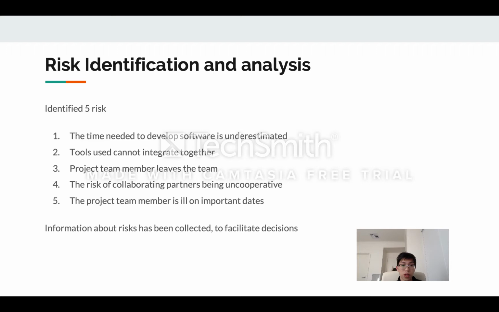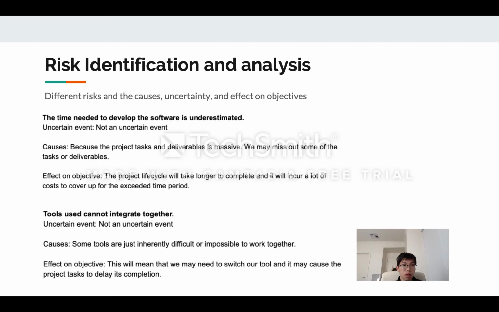Moving on to risk identification and analysis, my team have identified 5 risks and I've numbered them from 1 to 5. We have collected information about the risk to facilitate decisions that are going to be made on the risk. So these are the causes, uncertainty, and effect on objectives of each risk. The bold sentence are the risk, and below that is the 3 elements. And as you can see, we have 5 risks.